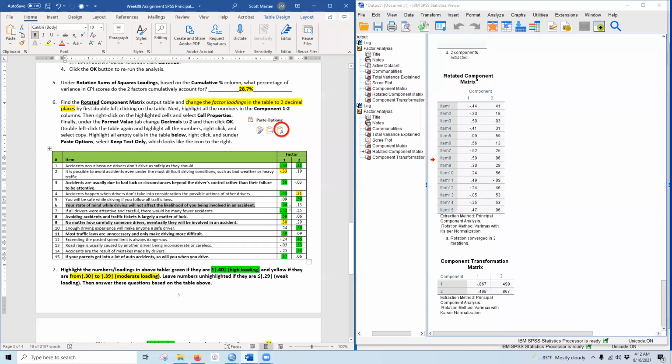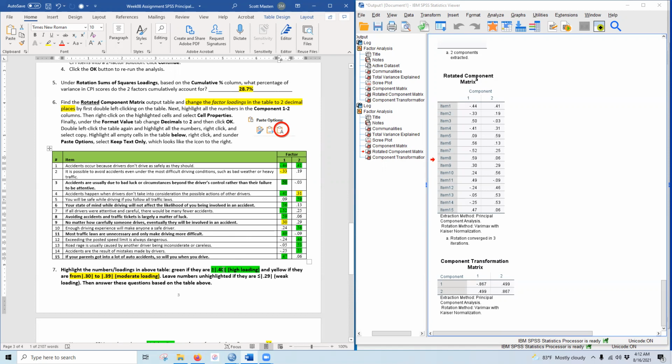There's not much you can do about it. Being attentive is going to help. Let's go at least one more deep. Accidents are usually due to bad luck or circumstances rather than failure to be attentive. So far, the theme of this, and let's just do most traffic laws are unnecessary. Only make driving more difficult. If your parents got into a lot of accidents, so will you.